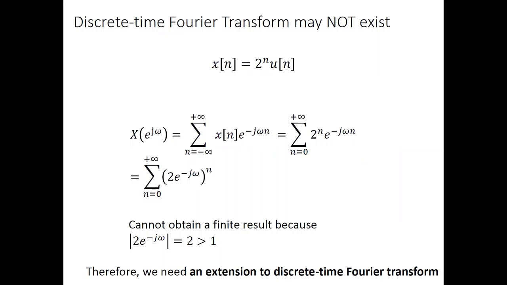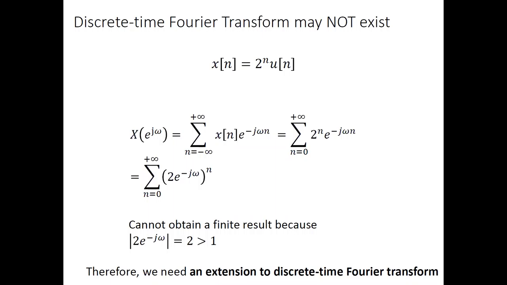But similar to the continuous time Fourier transform, discrete time Fourier transform may not always exist either. Let's look at this example, x of n, which is 2 to the power n times u of n. u of n, we know that it is the standard unit step signal. It is 0 when n is negative. It is 1 when n is larger than or equal to 0. Therefore, x of n is a right side signal starting from n equals 0, and it's weighted by 2 to the power n for every time n.